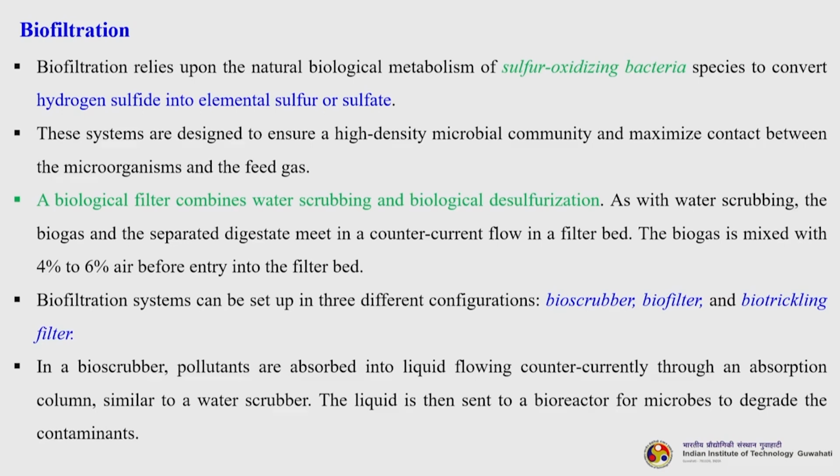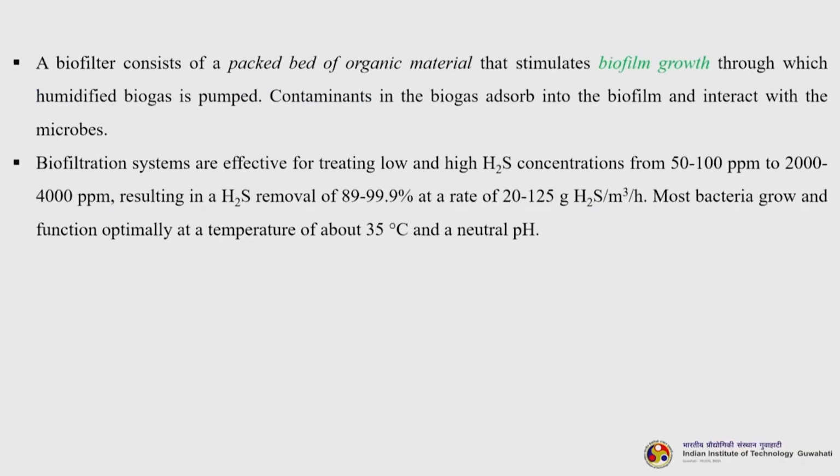Biofiltration systems can be set up in 3 different configurations: bioscrubber, biofilter and biotrickling filter. In a bioscrubber, pollutants are absorbed into liquid flowing countercurrently through an absorption column similar to that of a water scrubber. The liquid is then sent to a bioreactor for the microbes to degrade the contaminants. A biofilter consists of a packed bed of organic material that stimulates biofilm growth through which humidified biogas is pumped. Contaminants in the biogas adsorb into the film and interact with the microbes, and then eventually they degrade it.